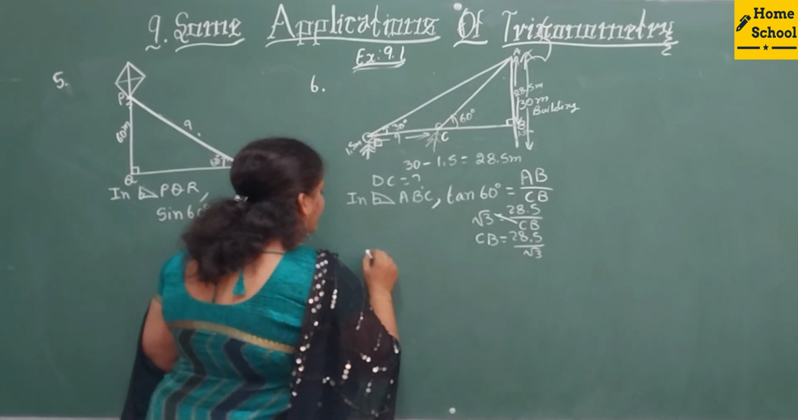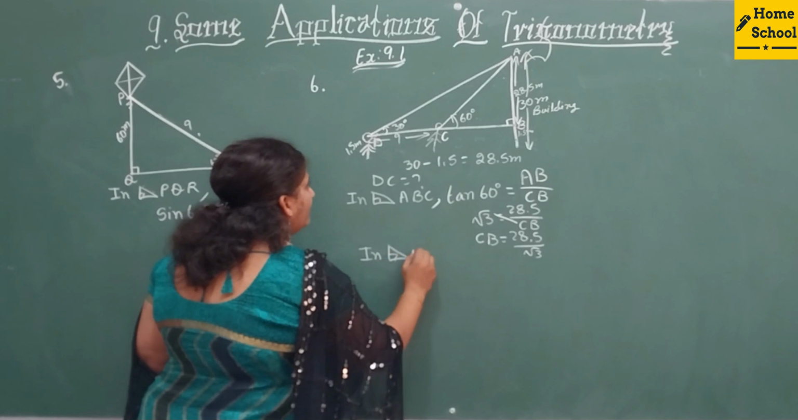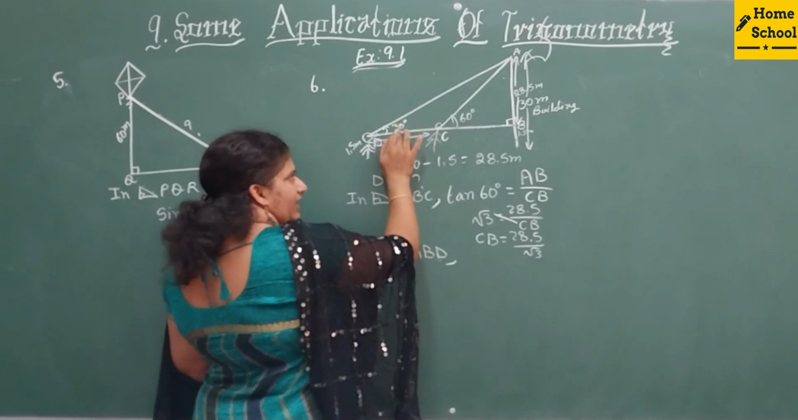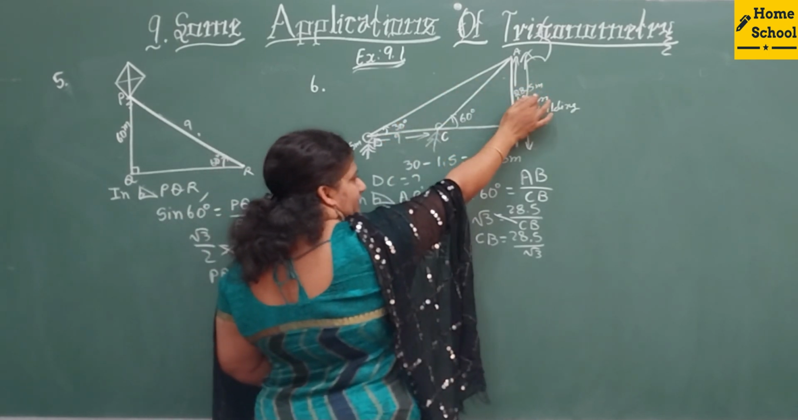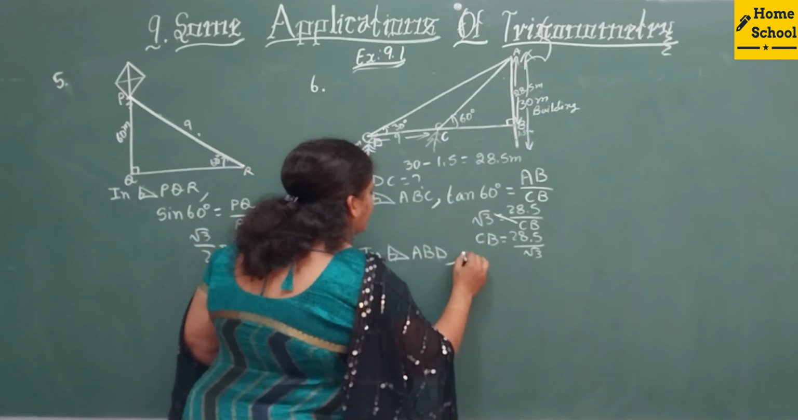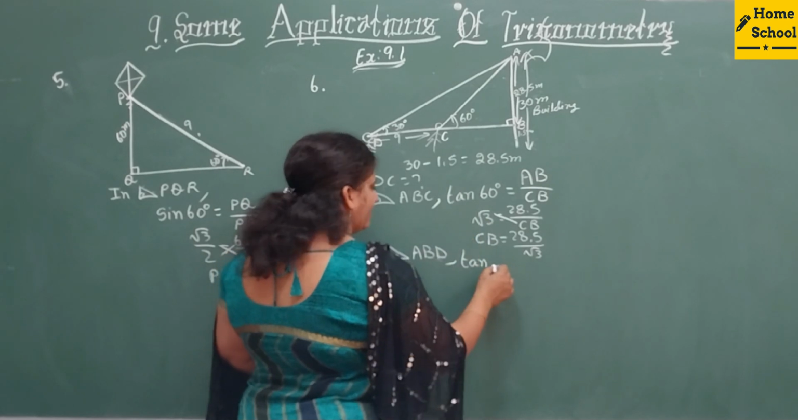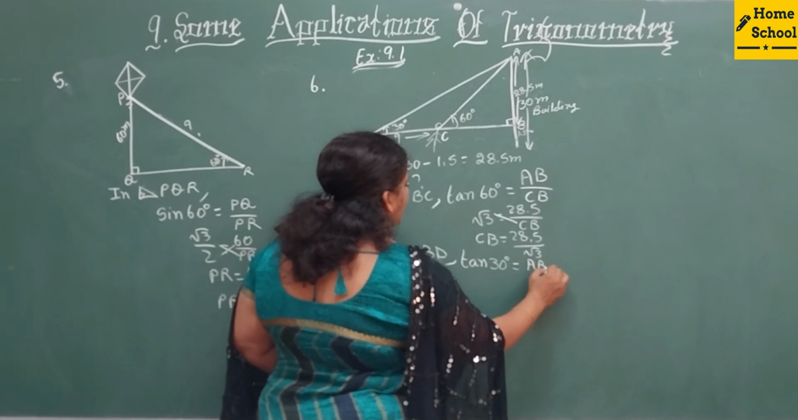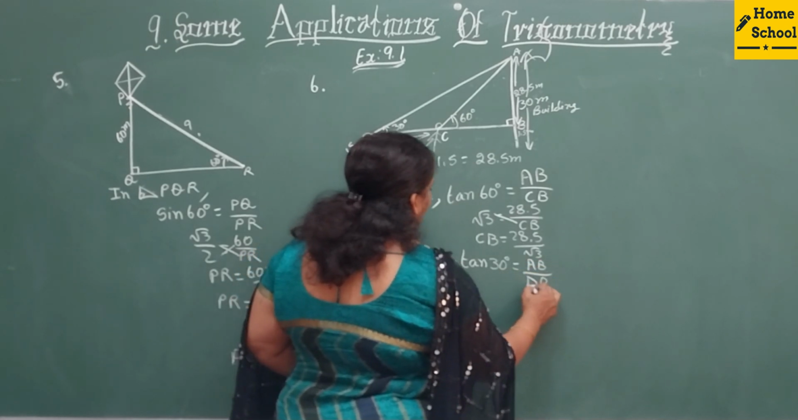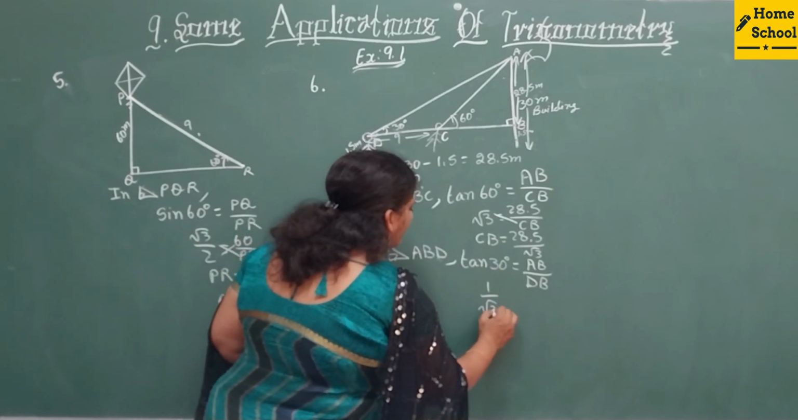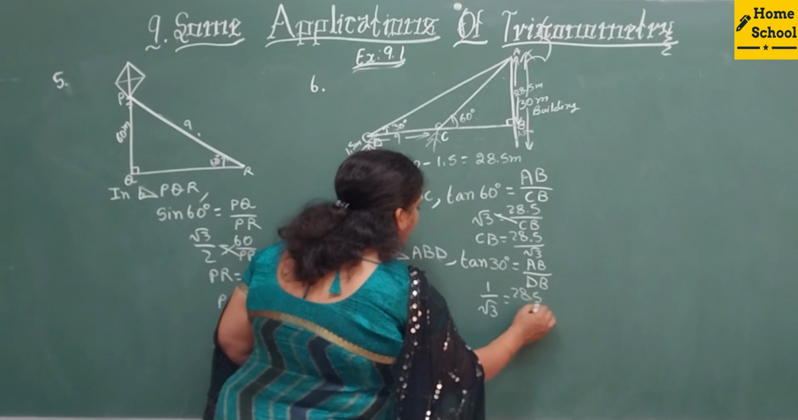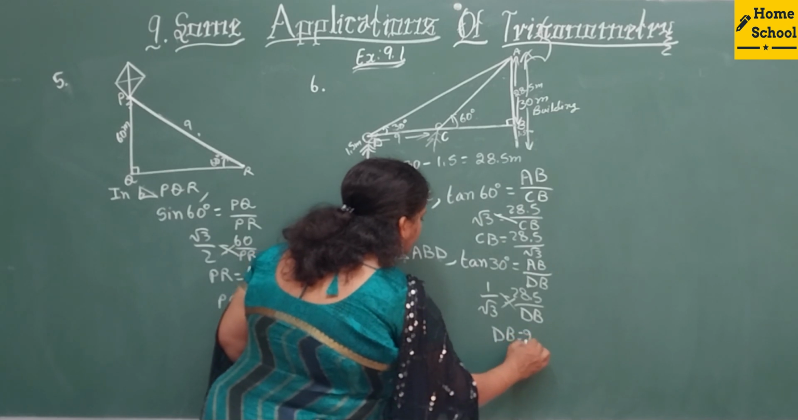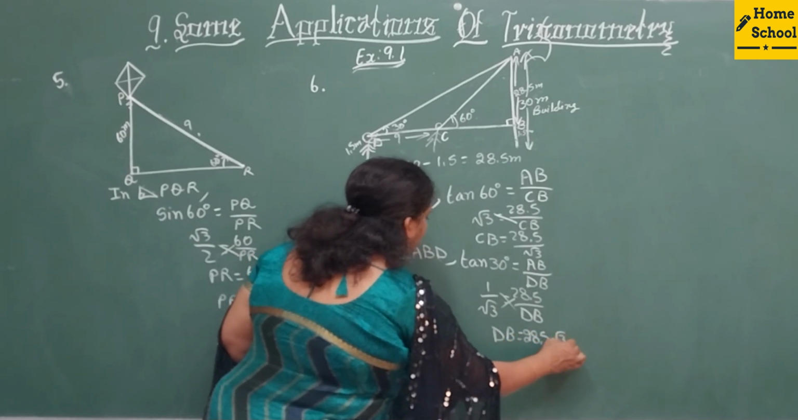Now consider the big right triangle, that is right triangle ABD. Forget about this AC line. Acute angle theta value is 30 degree. Opposite you know, you need to find adjacent. That is opposite, adjacent, again tan ratio. Theta value is 30 degree. Tan 30 is equal to opposite AB by adjacent DB. Tan 30 value is 1 by root 3. AB value 28.5. DB we need to find. So cross multiply. DB is equal to 28.5 root 3.